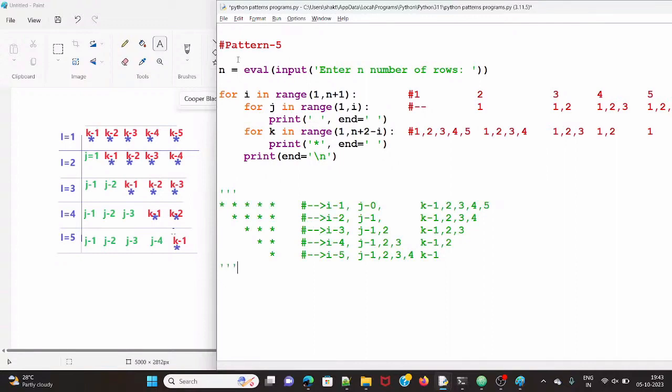This is pattern 5. So these are the basic patterns with the star, guys. Okay.